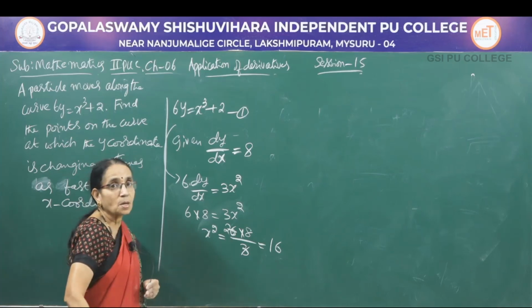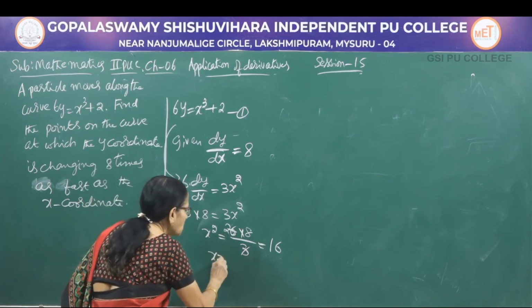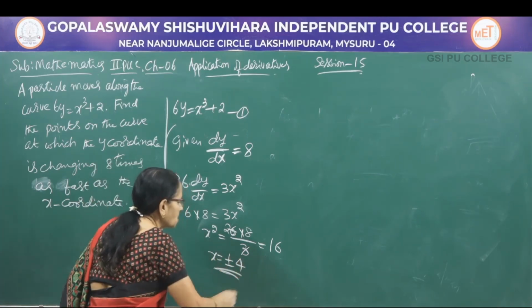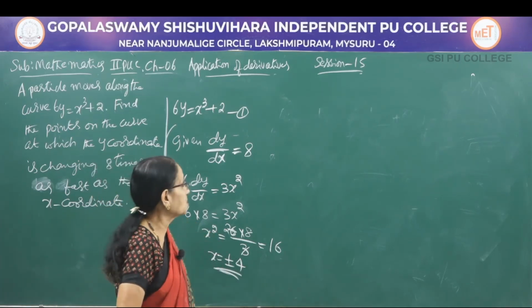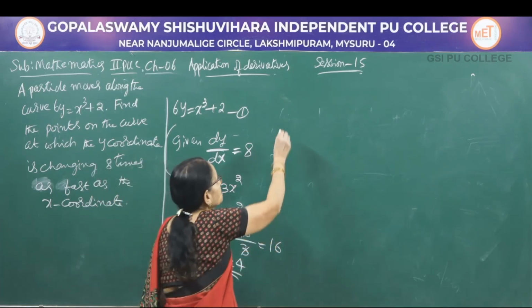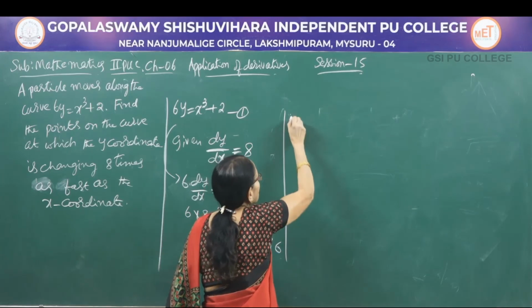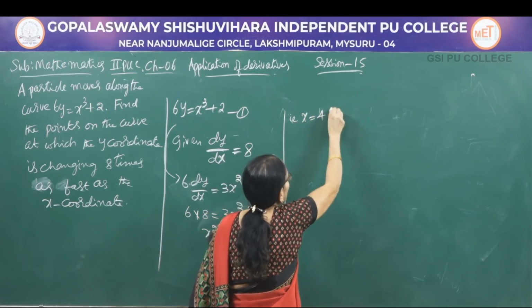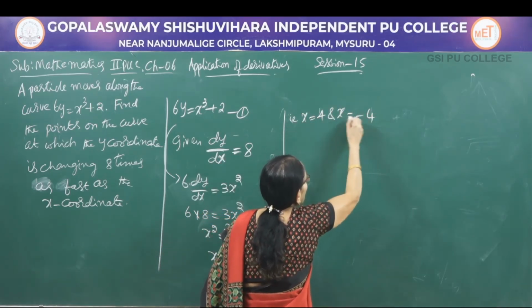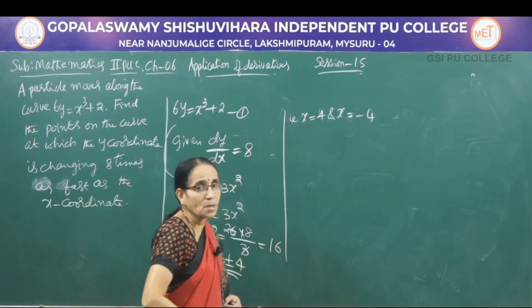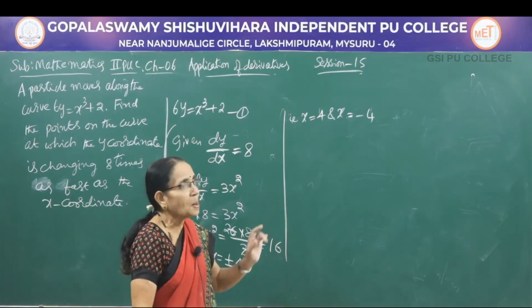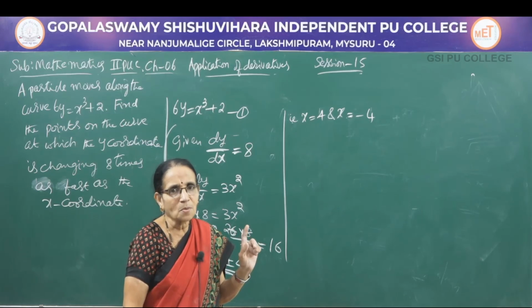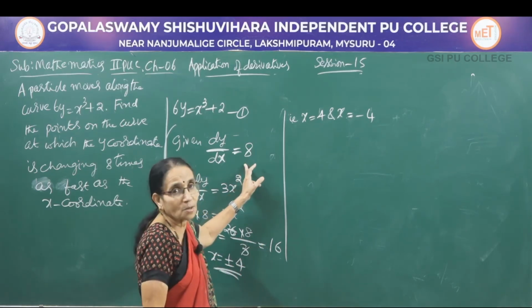That is x square equal to 16, means what would be x equal to? Plus or minus 4. Isn't it? We get here 2 values of x. x is plus 4 and x is minus 4. That is x is equal to 4 and x is equal to minus 4. These are the x coordinates of the points. So that means that there are 2 points on the given curve at which this condition is true.